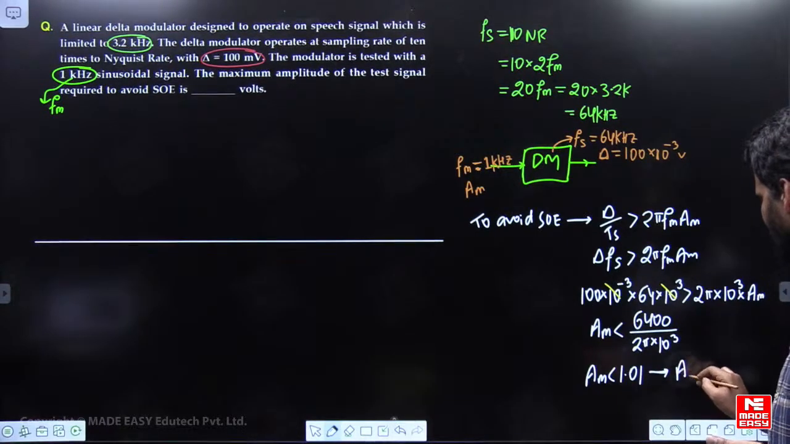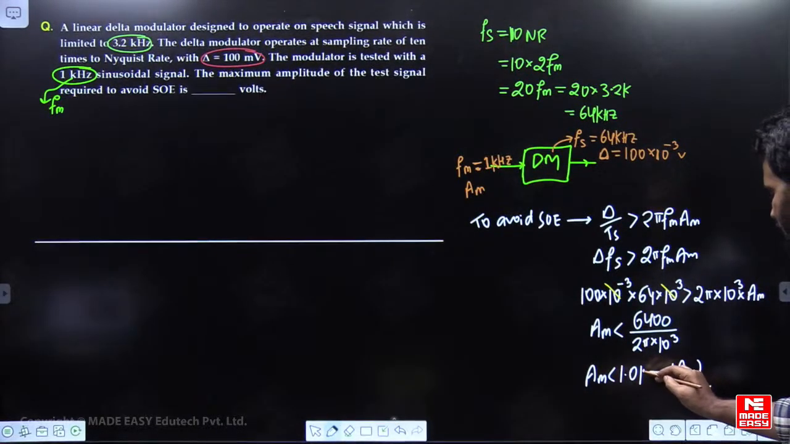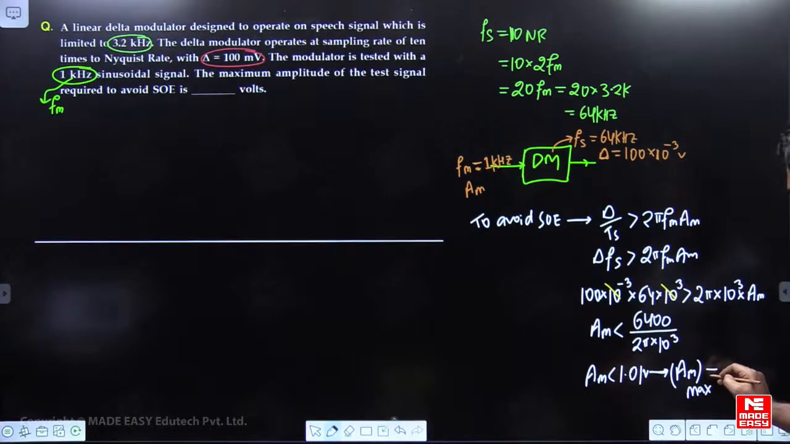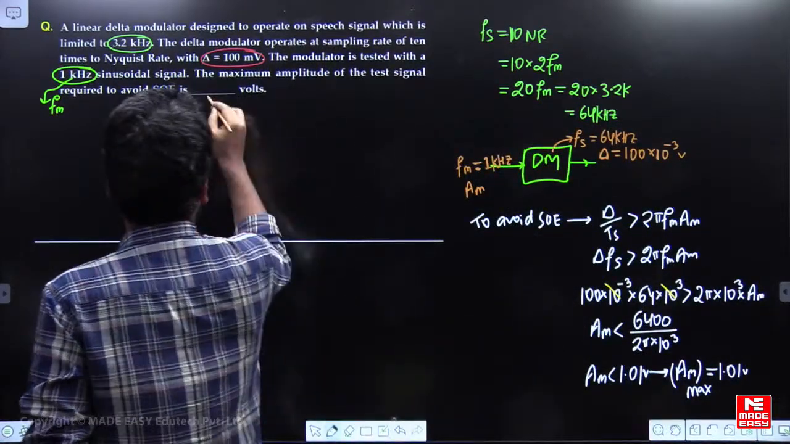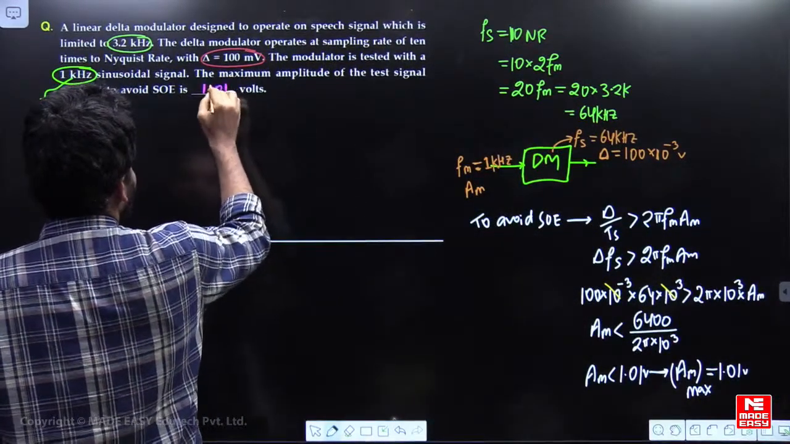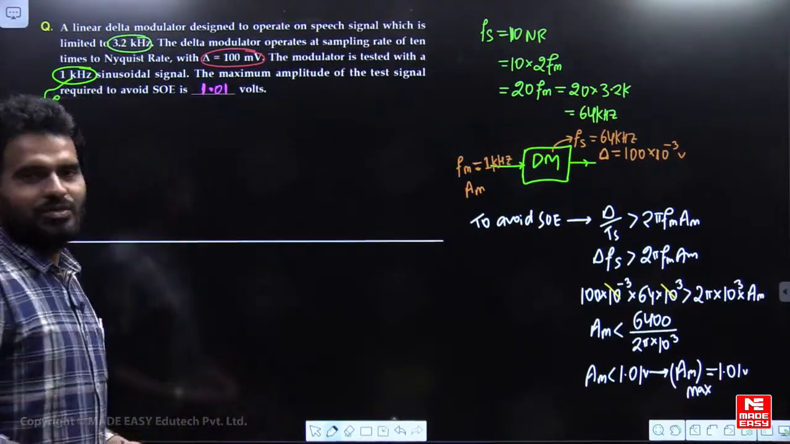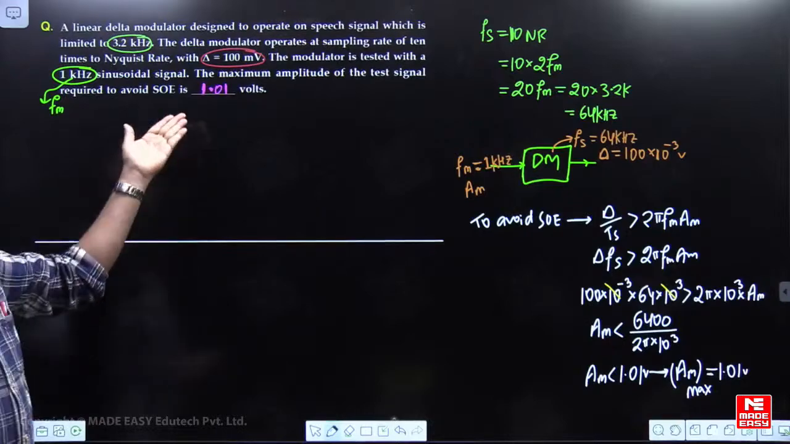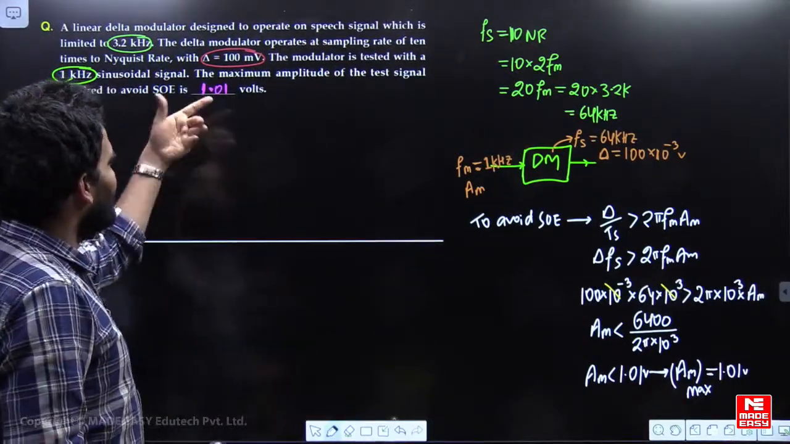So what is the maximum amplitude? To avoid SOE, the amplitude of the sinusoidal signal should be less than 1.01 volts. The maximum amplitude of the applied signal allowed is 1.01 volts, so 1.01 will be the answer. If you round off to 1 decimal place, it is simply 1 volt. If the question says round off to 1 decimal place, then 1 volt will be the answer.